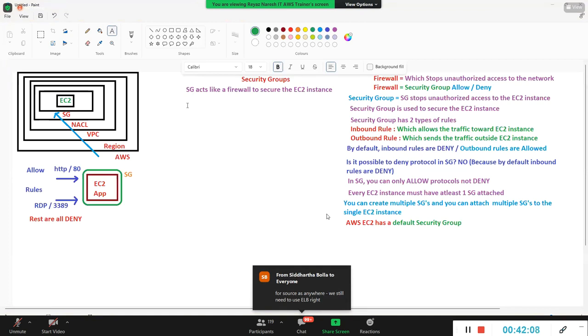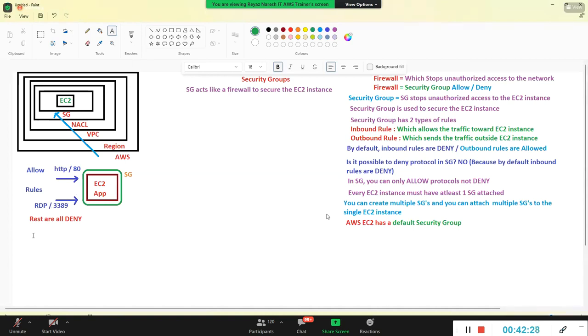No, for source as anywhere, we still need to use ELB. So we do have to define in app SG. Yes, for one app SG, we need to allow the inbound rules. So what protocols you have to use, those protocols you need to enable.